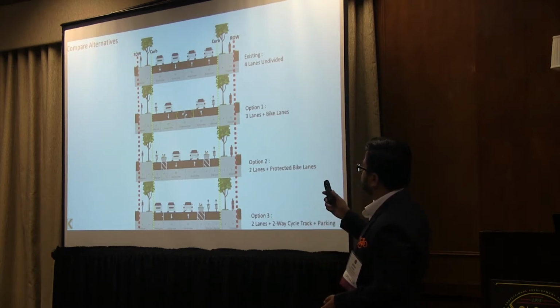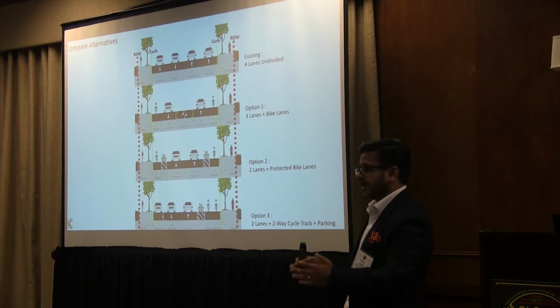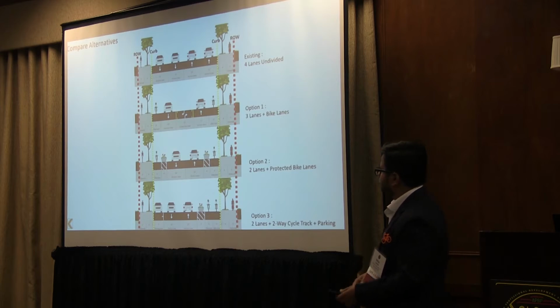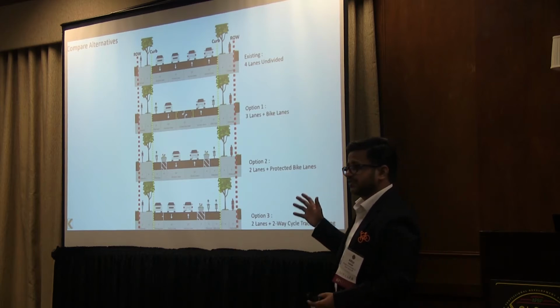Like in this instance, we wanted to make sure that we're not touching the right-of-way lines or even the curb lines, because moving curbs and drainage was going to be cost prohibitive. So it was almost a restriping project.